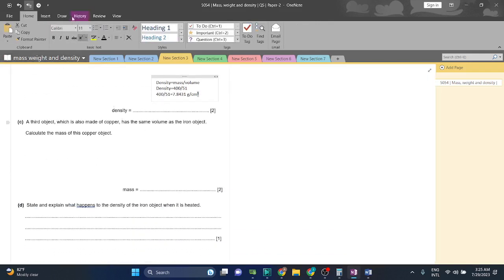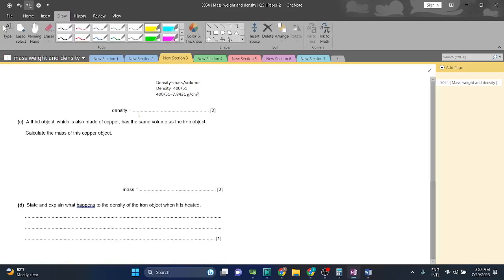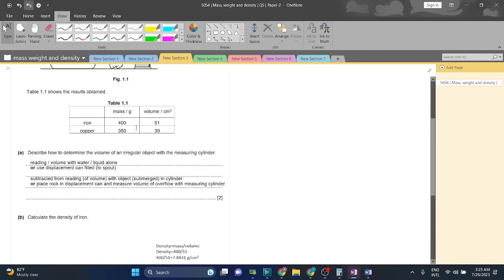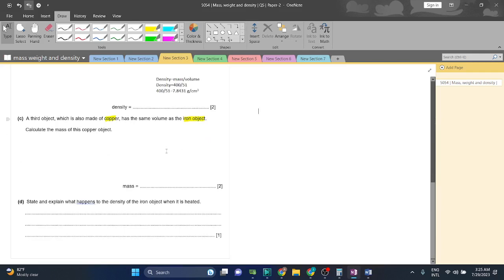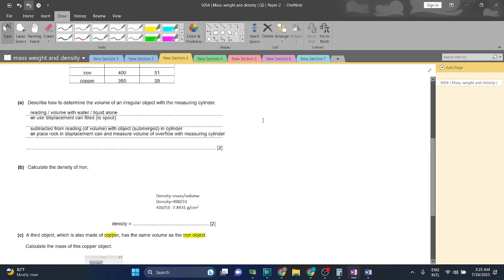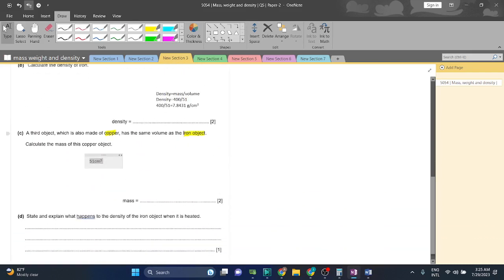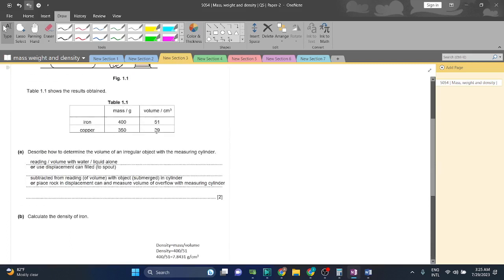Third object, which is also made up of copper, has the same volume as the iron object. So उसका वॉल्यूम हमें पता चल गया. उसका वॉल्यूम होगा the same as the iron object, और आयरन का वॉल्यूम है 51 cm क्यूब. So that is, it has the same volume. So वॉल्यूम का हमें पता चल गया. आगे calculate the mass of the copper object. वॉल्यूम का हमें पता था. कॉपर की हम डेंसिटी निकाल लेते हैं.